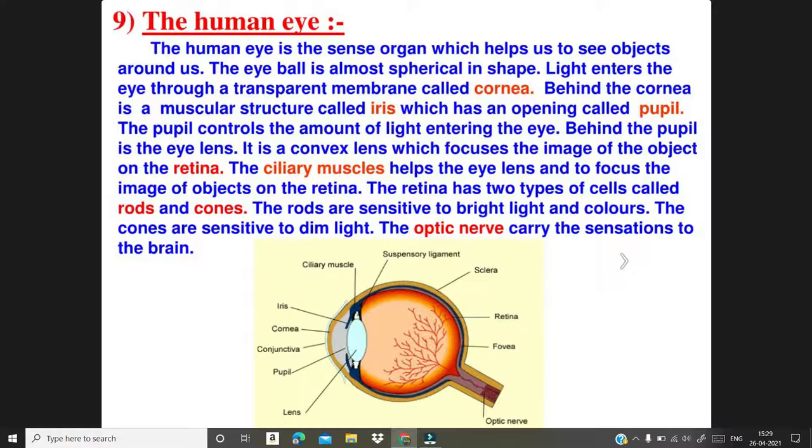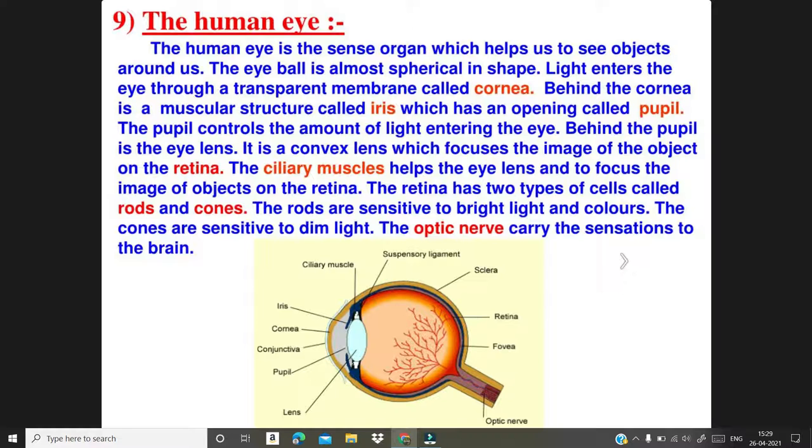The eyeball is almost spherical in shape. You can see it in the picture. Light enters the eye through a transparent membrane, that is the cornea. Behind the cornea, there is a muscular structure called the iris, which has an opening called the pupil, and the pupil controls the amount of light entering the eye. Behind the pupil is the eye lens.